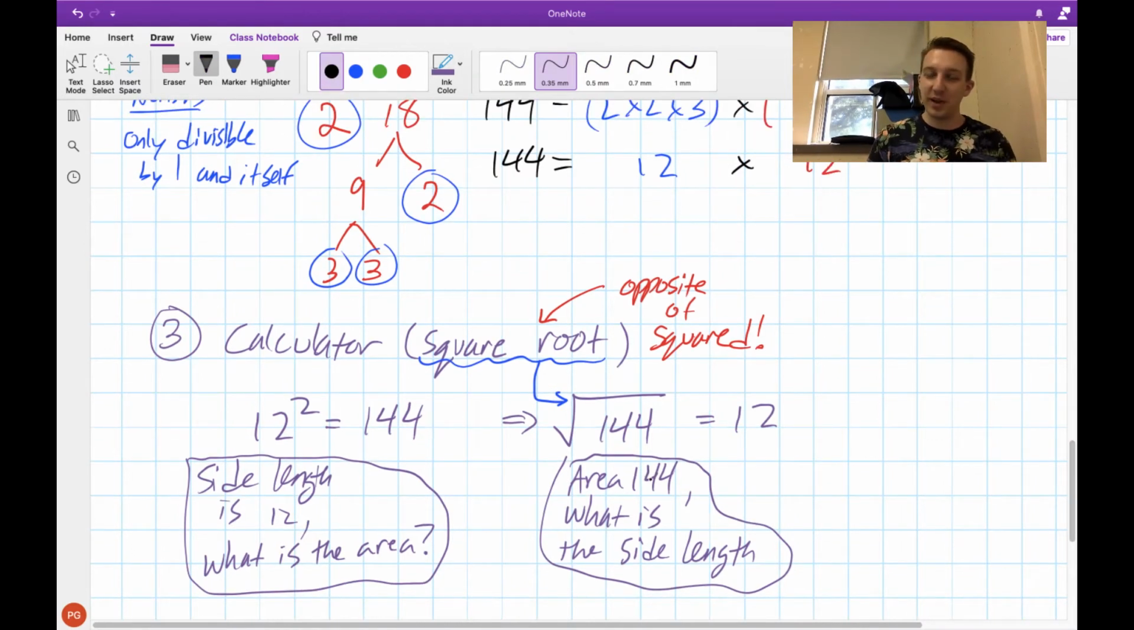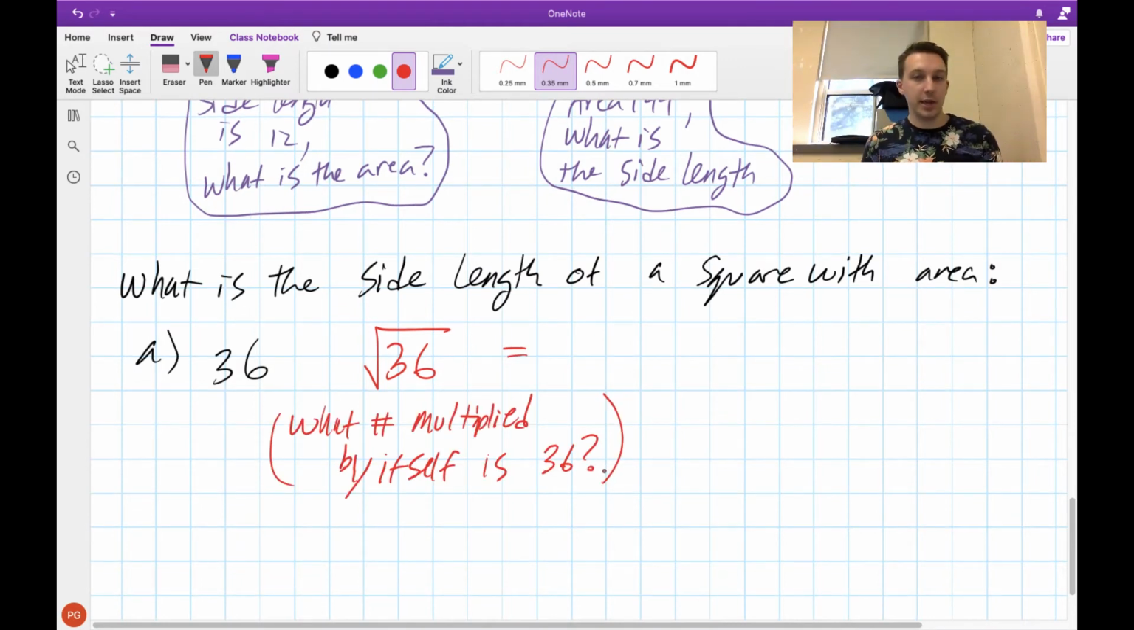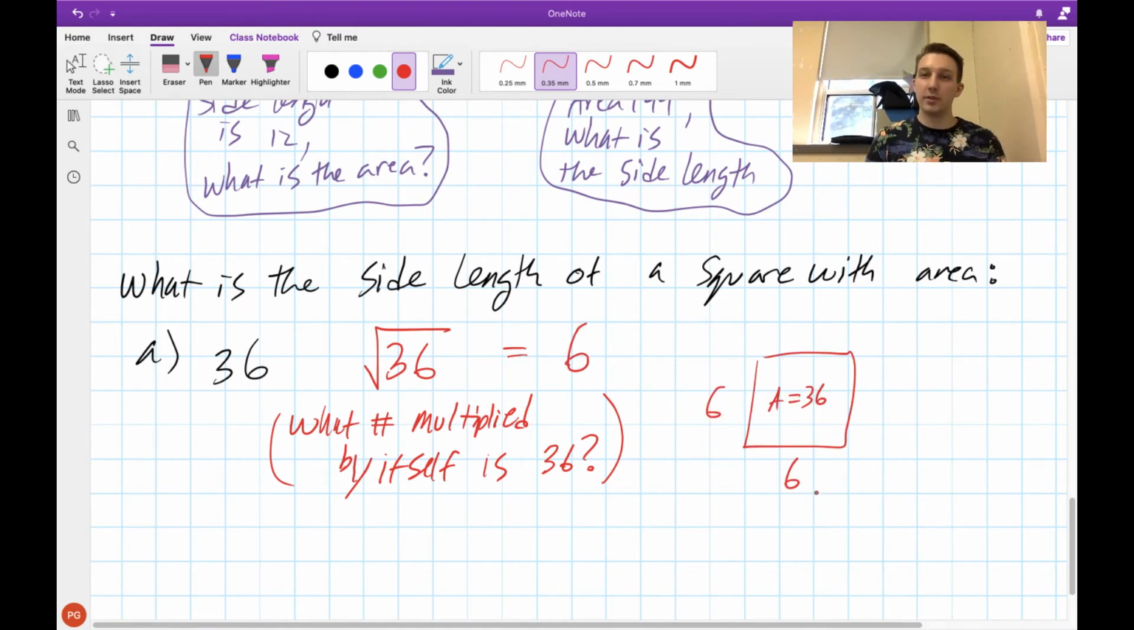This might seem a little bit weird, but let's try using this idea of square roots, going from the area to the side length, in a couple of questions. So what is the side length of a square with an area of 36? This is the same as asking what is the square root of 36? Or what number multiplied by itself is 36? You could use a calculator, you could use guess and check here, but regardless, the answer you should get is 6. So if we were to draw a square with an area of 36, each of the sides would be equal to 6. Base times height is 6 times 6, which is 36.